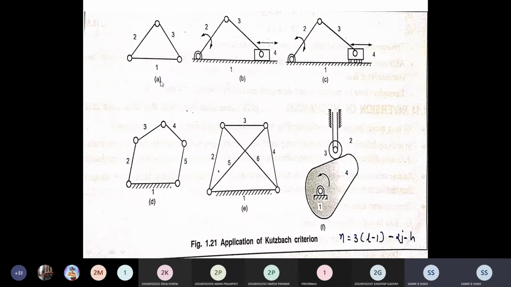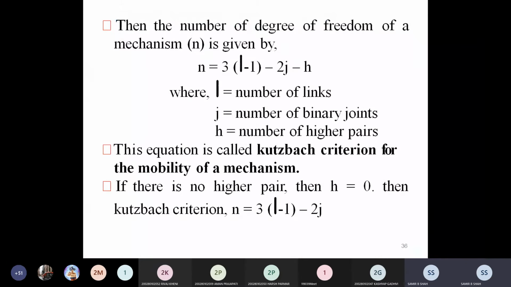In figure A, I hope you know that L is the number of links, J is the binary joints, and H is the number of higher pairs. One by one, I will discuss the equation. I already discussed that in a binary joint, two links are joined at the same connection. When two links are joined at the same connection, it is called a binary joint.